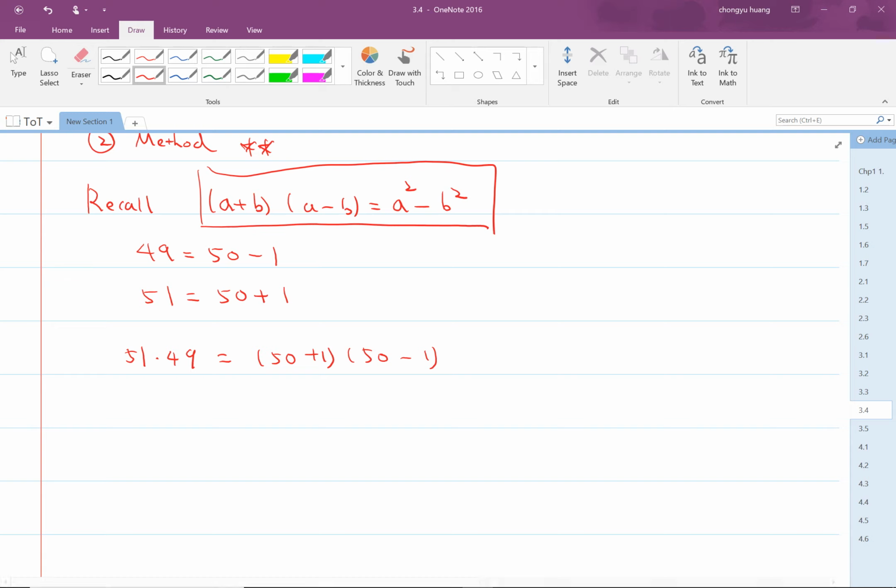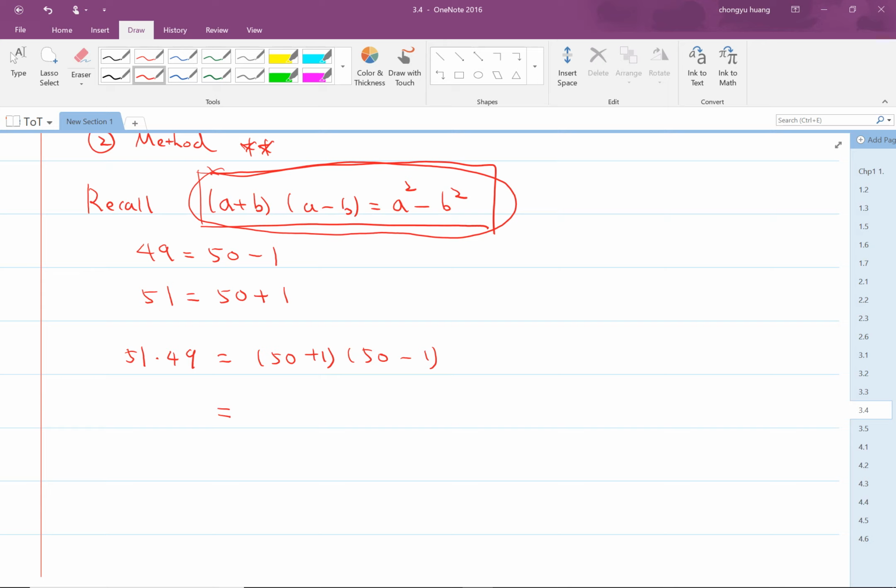And you can see it's actually quite similar, right? It's actually this property. So we are actually able to use the property over here. The property says (a plus b) multiplied by (a minus b) is equal to a squared minus b squared, right?